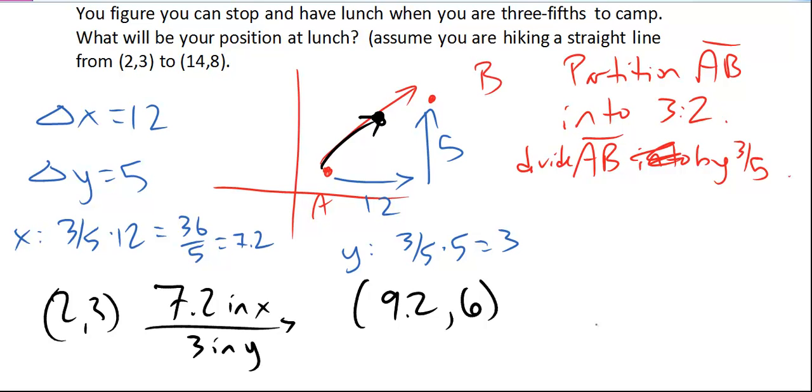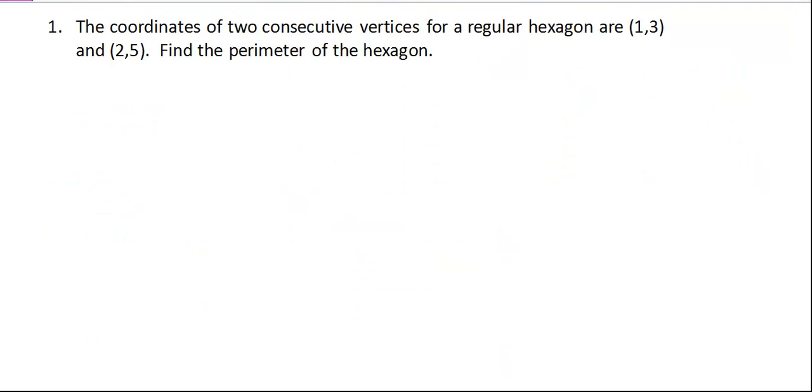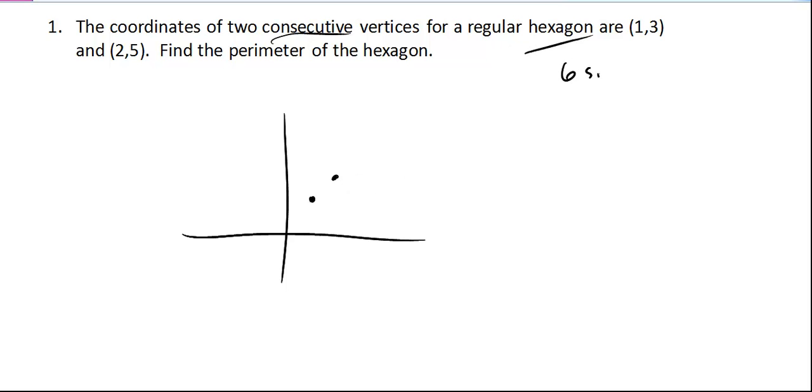Let's take a look at one more. So this partitioning segment stuff really is important for us to be able to do tomorrow. Okay, this problem, I don't know why it says it's number 1 again, but it may seem a little more complicated, but we have a regular hexagon. I have a coordinate 1,3, another coordinate 2,5. And these are consecutive vertices, meaning hexagons we know have 6 sides, and these are 2 vertices that are next to each other. So maybe it looks like this.